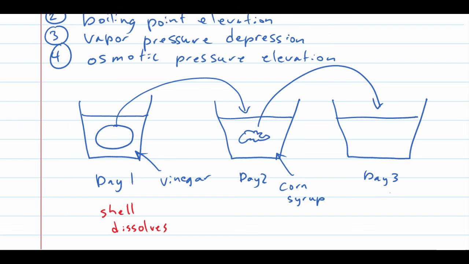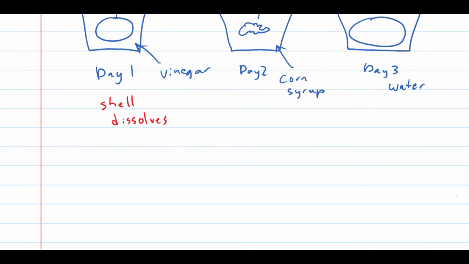And then on day 3, that egg was taken out of here and was transferred into some water. And when it was transferred into the water, what happened to it? It expanded. And that egg got really big. Something like this. And this has to do with the concept that we call osmosis.